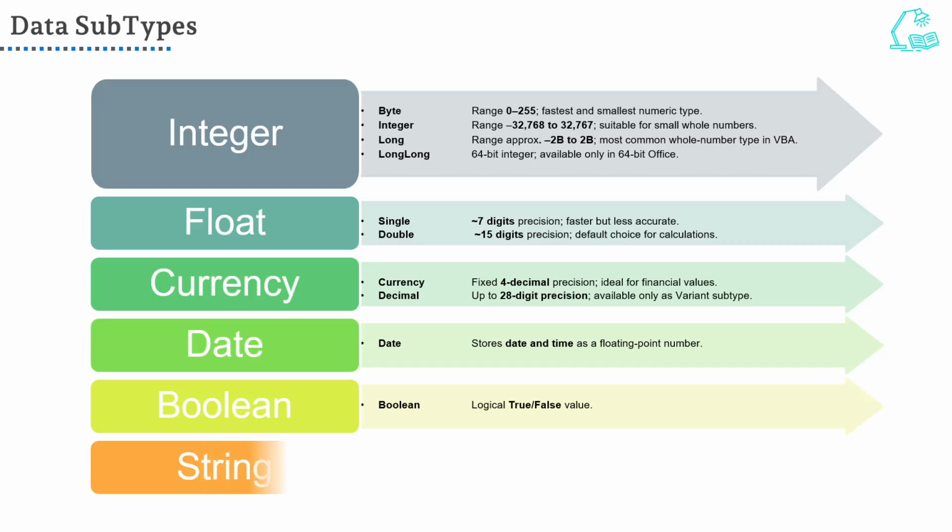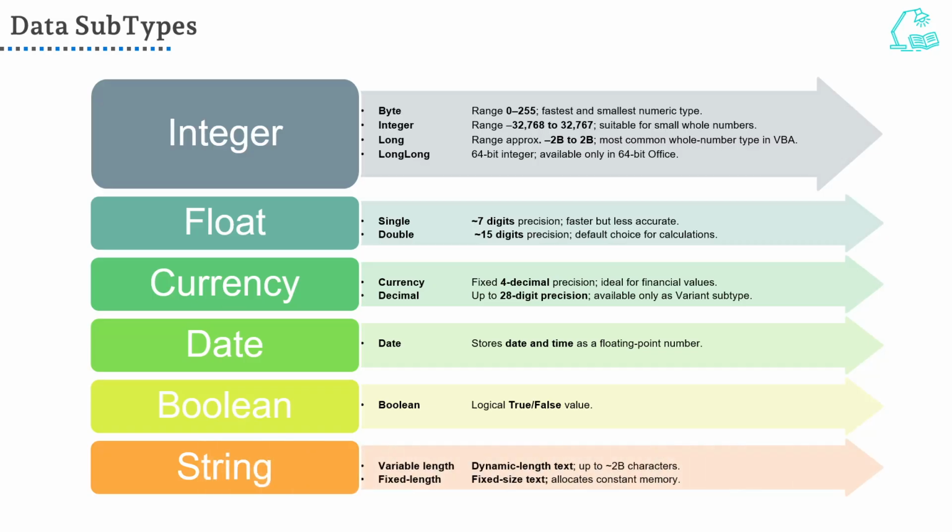Finally, we reach the subtypes related to text. The String type can exist in two forms. The first is variable length text, which can expand up to 2 billion characters and is used in almost all practical scenarios. The second is fixed length text, which always reserves the exact amount of memory specified in advance. Although used rarely, fixed-length strings can be important in specialized situations where memory usage or performance must be tightly controlled.